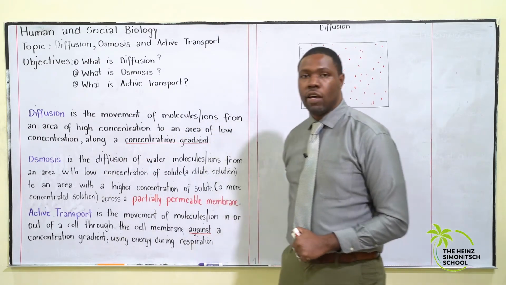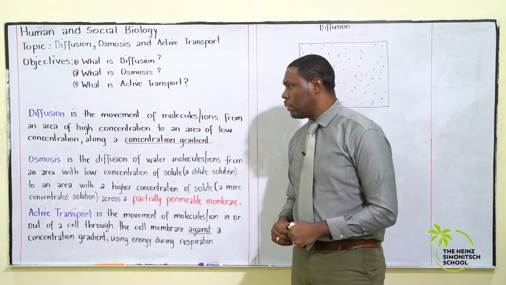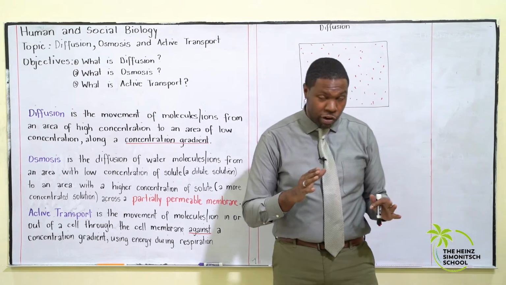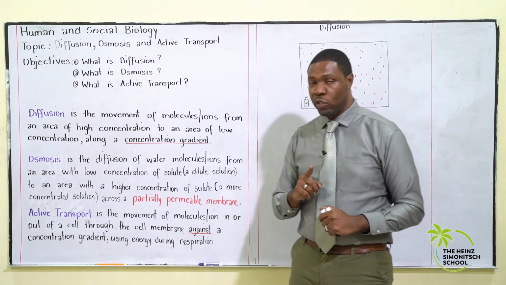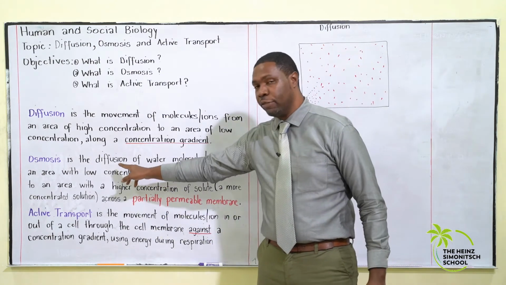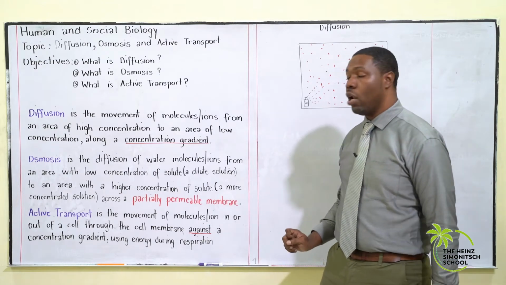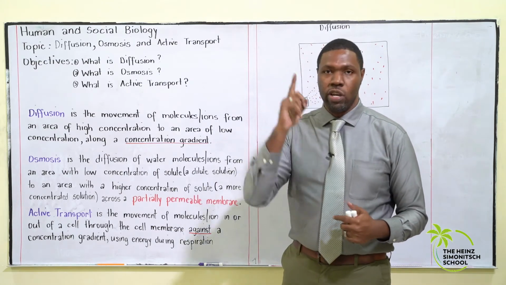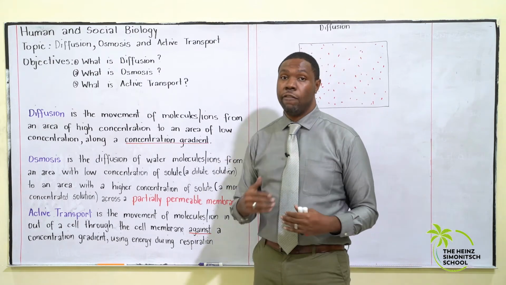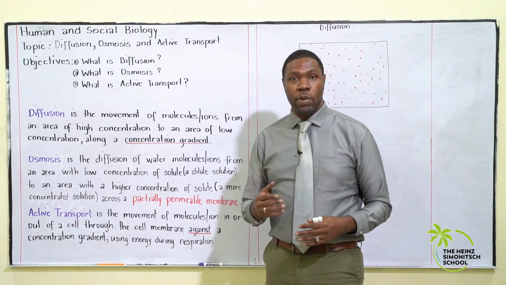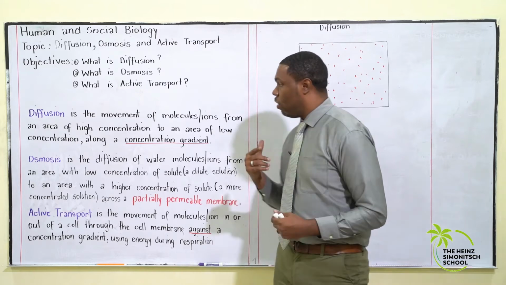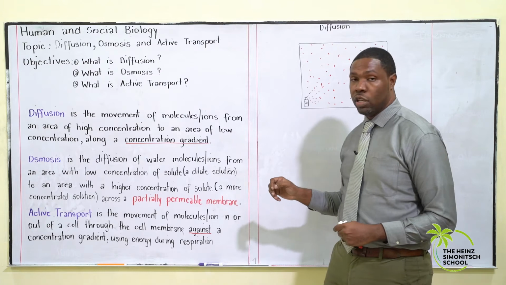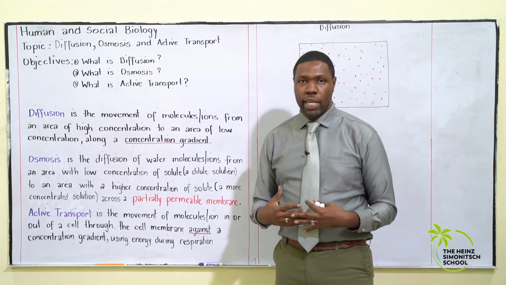Next, we're going to be looking at osmosis. Osmosis is the diffusion of water molecules. Let me backtrack. Osmosis is the diffusion of water molecules. So osmosis is a form of diffusion. Do not say that diffusion is a form of osmosis. That would be wrong, right? So osmosis is the diffusion of water molecules. So osmosis must take place in water.